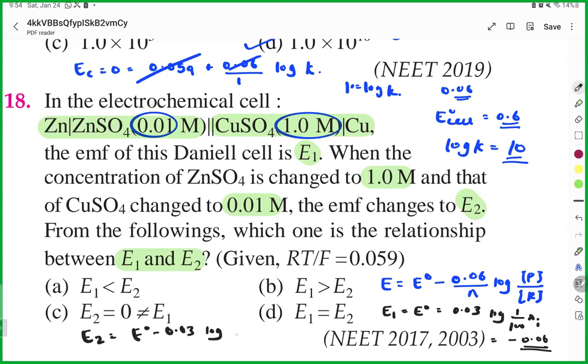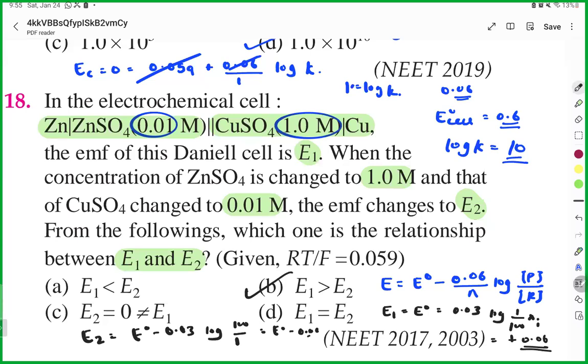Now E2 equals E naught minus 0.06, and the first E1 value was plus 0.06, right? Yes, sir. Which one is greater? E1. So you have to apply the Nernst equation 2 times. In the first case, the E cell value will be 0.06 positive. In the E2 value, it is 0.06 negative. Which one will be greater? The first one.